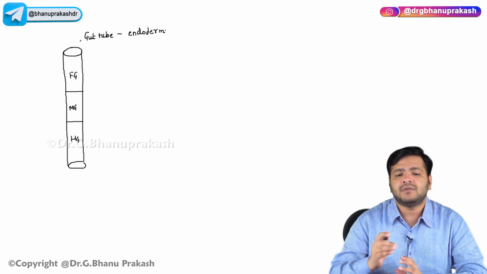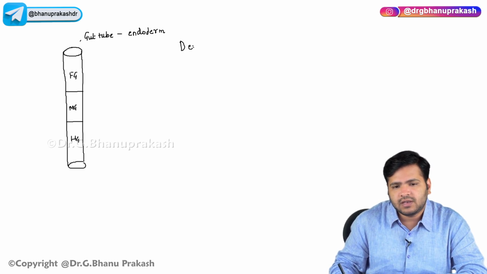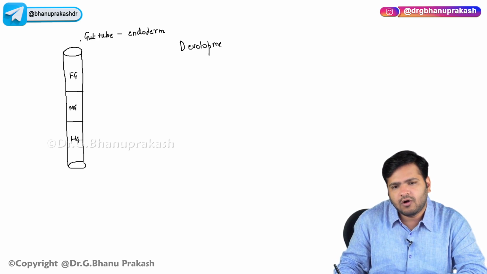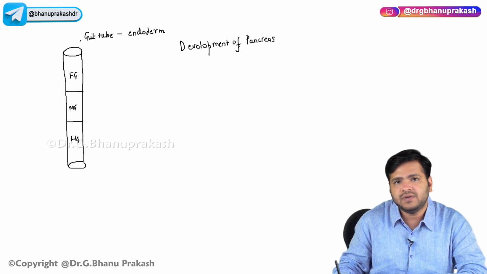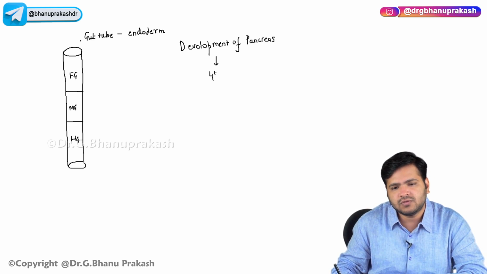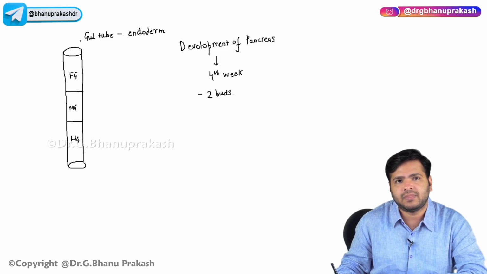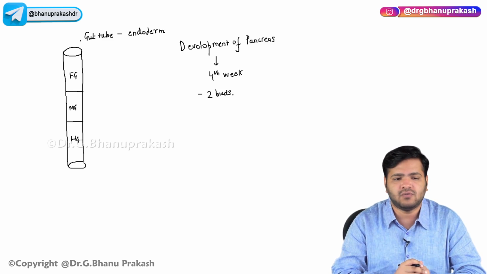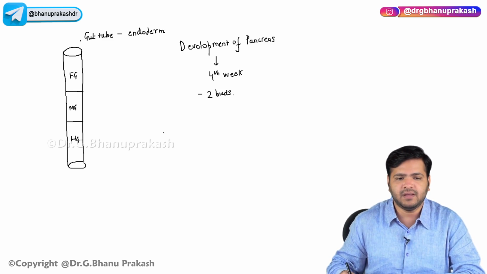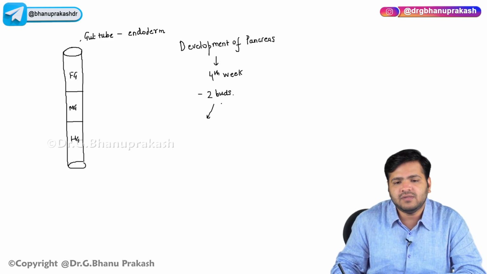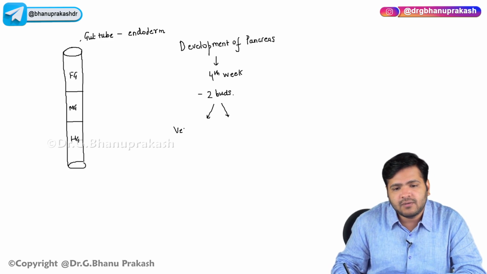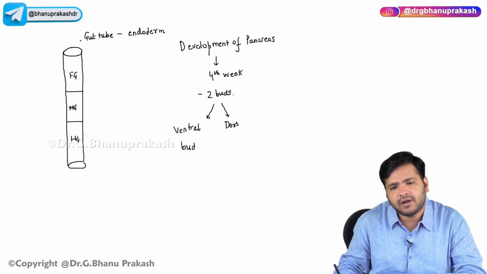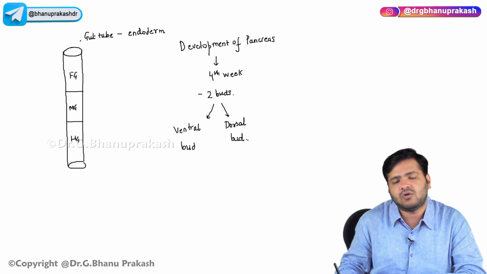Now, development of the pancreas. It starts around the fourth week, and there will be two buds developing in the distal part of the foregut. These two buds are called the ventral bud and the dorsal bud.